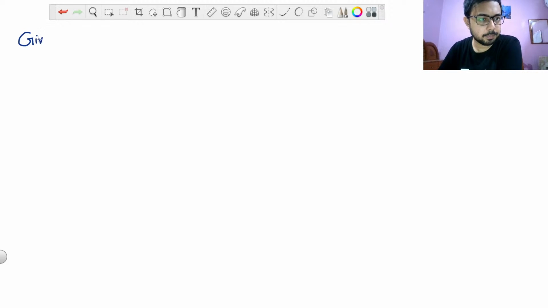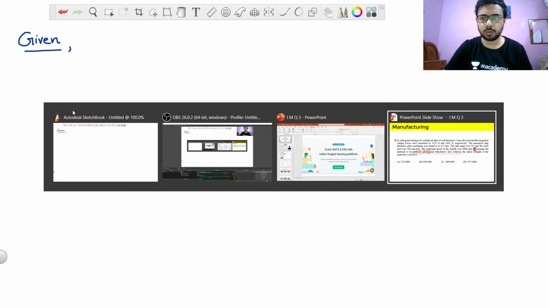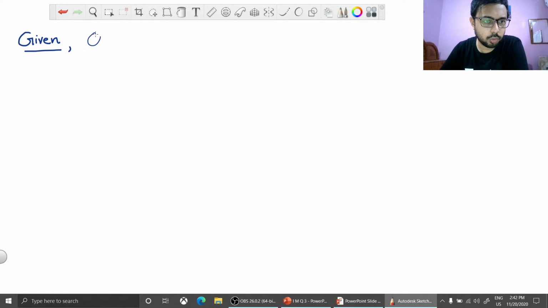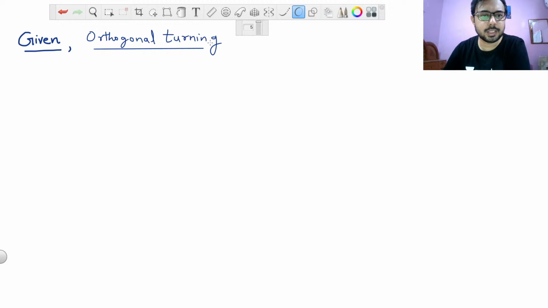We will first write what is given. It is given that it is first of all orthogonal turning. So we will write orthogonal turning. We are writing all the relevant data that we require. Orthogonal turning is given first, and the data which are given are like this.